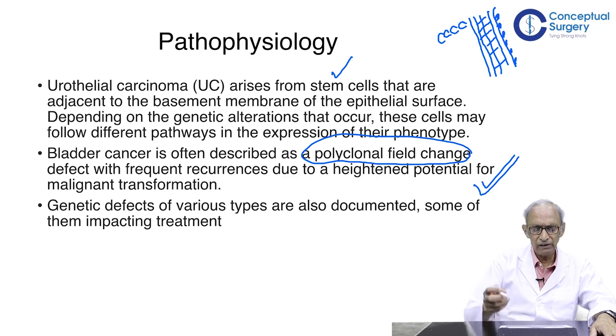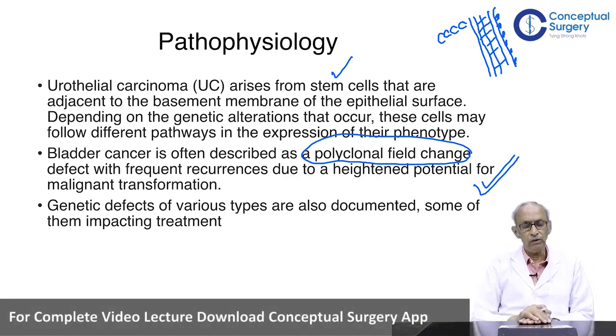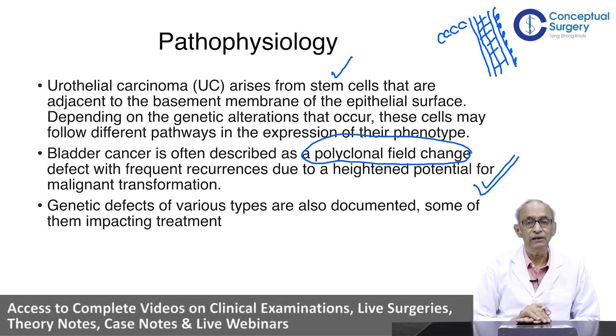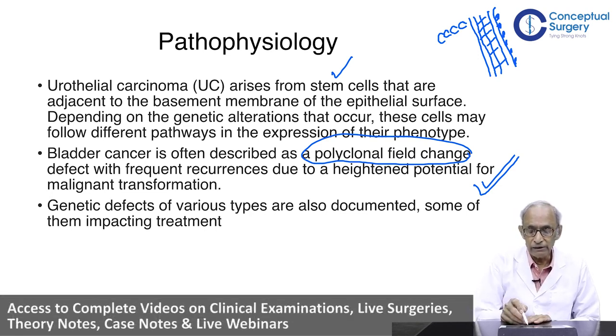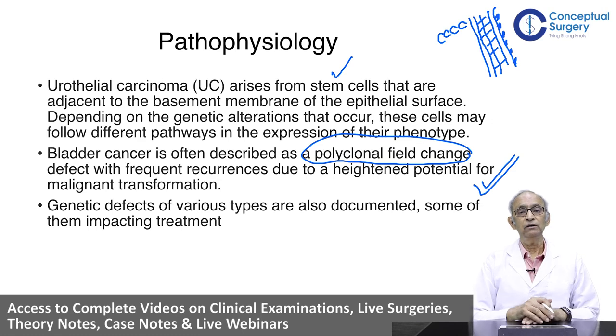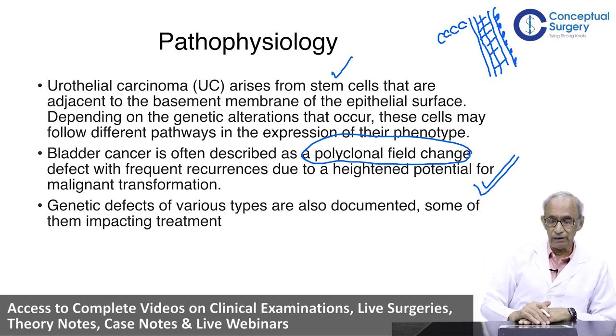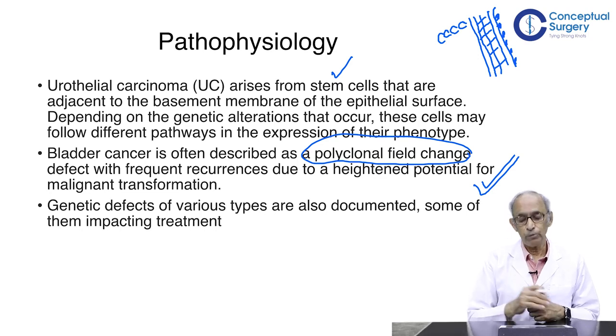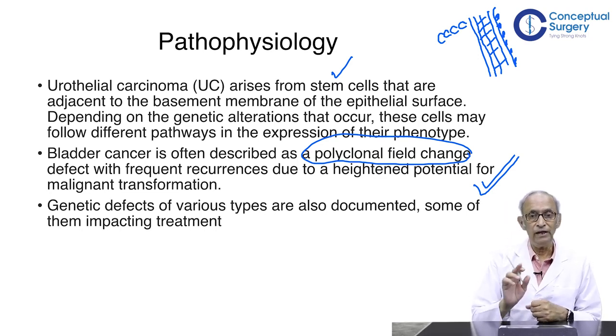Of course, genetic defects of various types are also documented, and they impact the treatment. So if I have to remember only one sentence out of this particular slide, I will remember this, that it is a polyclonal field change urothelium. So any part which is lined by urothelium becomes prone to malignancy if one area shows malignancy.